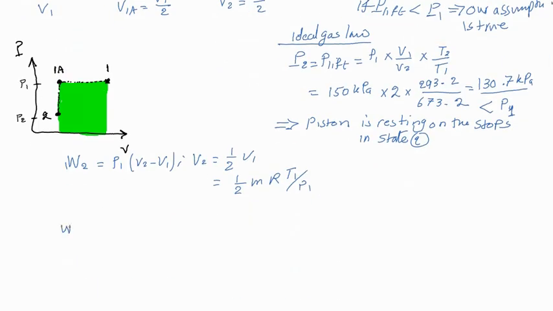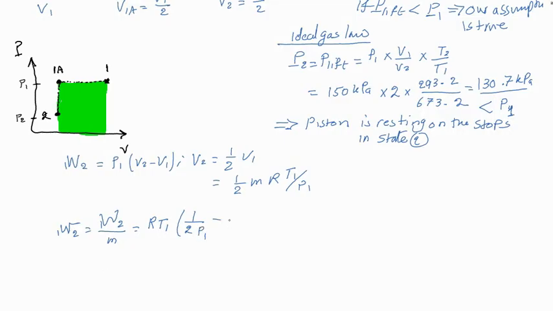This means that the specific work is the work over mass. So taking the RT1 as a common factor and dividing by the mass, cancelling the m here, and cancelling the P1s, we end up with RT1 (1/2 minus 1).